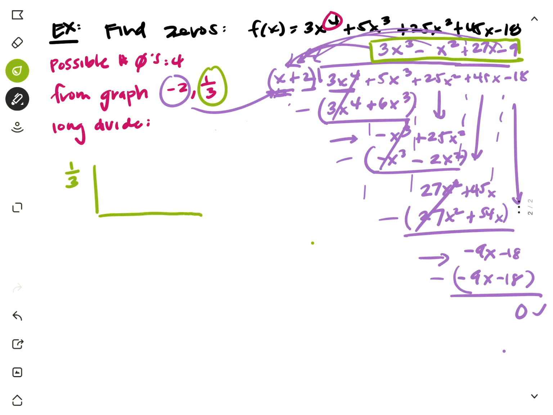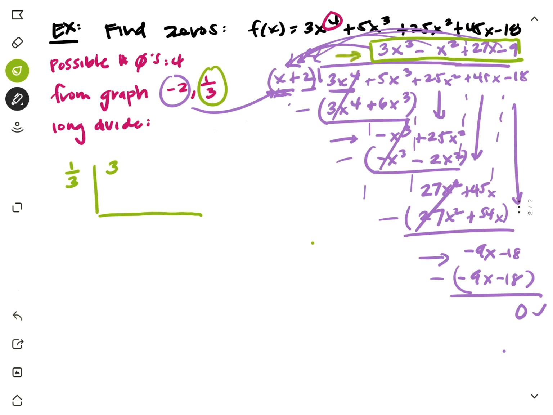And then we're going to write just the coefficients for each term. So the first one is 3, for our x to the 4th. Then we have 3. I'm getting these all mixed up. So we're looking at this top one. So then we have 3. Then we have negative 1, because we don't have a number in front of our x. Then we have 27. And then we have negative 9.